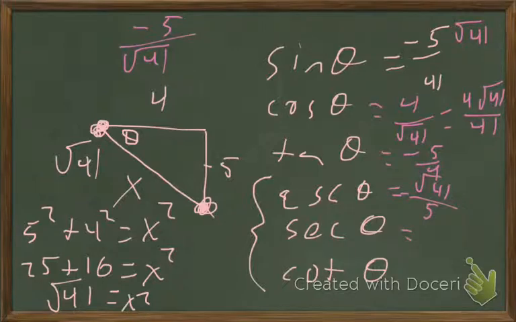Secant is the same thing, so we have the square root of 41 over 4, and cotangent is negative 4/5 because that's the flip of the tangent, which is negative 5/4. Okay, so there is number 4.